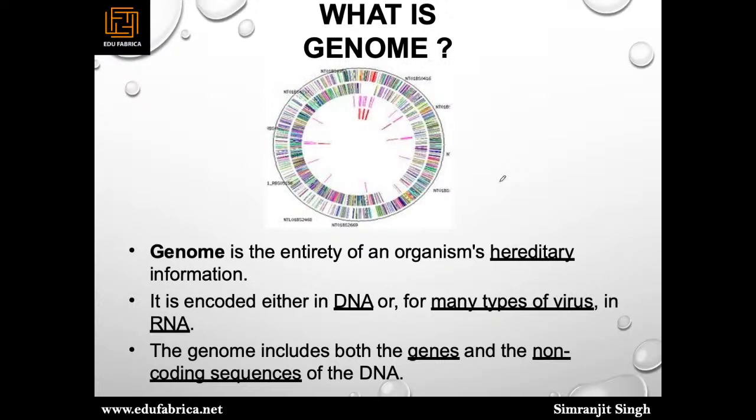So the genome is the entirety of an organism's hereditary information. It is encoded either in DNA or, for many types of viruses, in RNA. The genome includes both the genes and the non-coding sequences of the DNA. So less than 2% of your total genome is actually coding for proteins. So all the genes, less than 2% in our human body, are actually coding for protein, and the rest we still don't know what is the use of it.